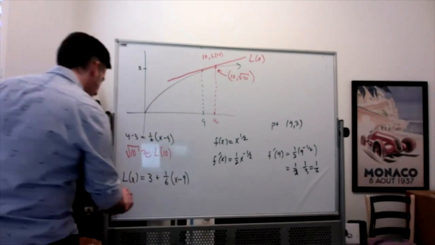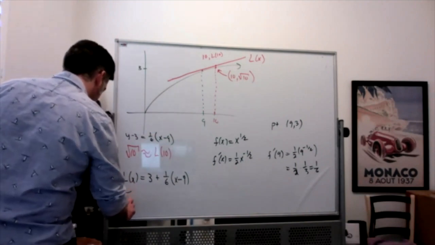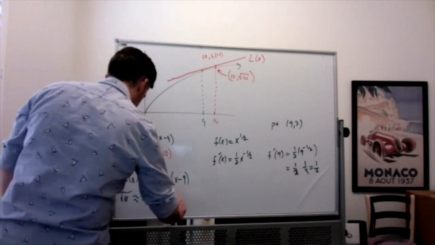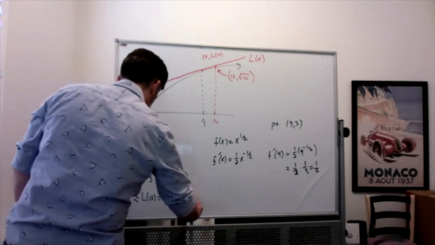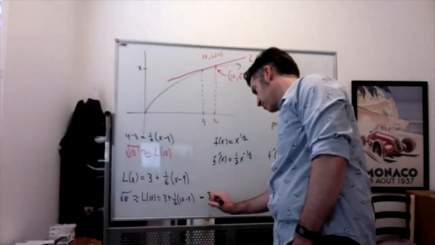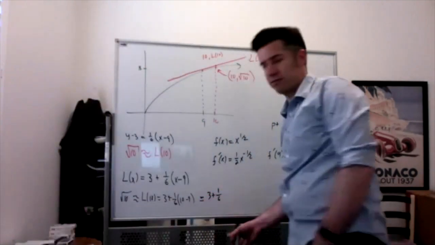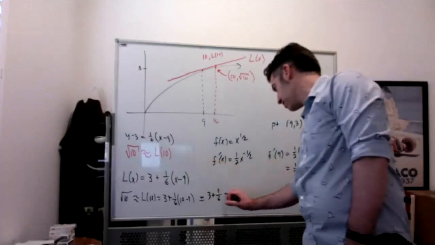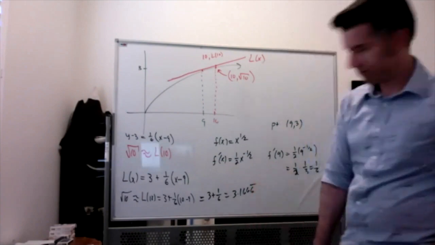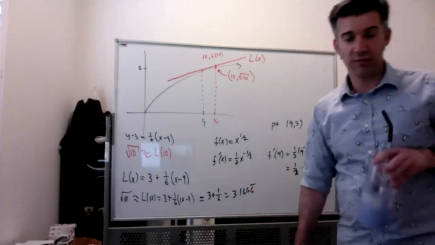And then you can plug in 10, say, oh, the square root of 10 is approximately L of 10, which is 3 plus 1/6 times 10 minus 9, which is 3 plus 1/6, which is a number. It's 3.1666 forever, or 19/6.